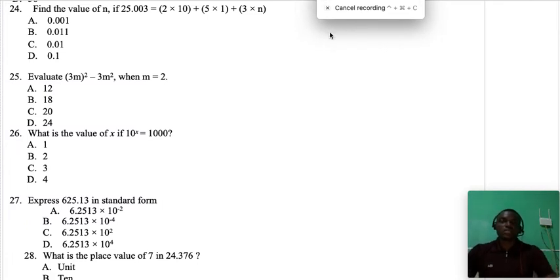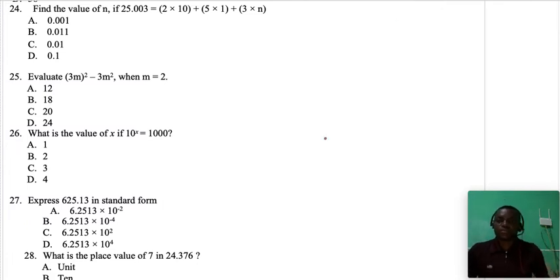Okay, let's continue. So we have question 24. We are to find the value of n in this whole expression. We have 25.003. So you can see that when 20 is 2 times 10, 5 is 5 times 1. So we are left with 0.003. So what number can you multiply by 3 to get 0.003? It is A, 0.001.